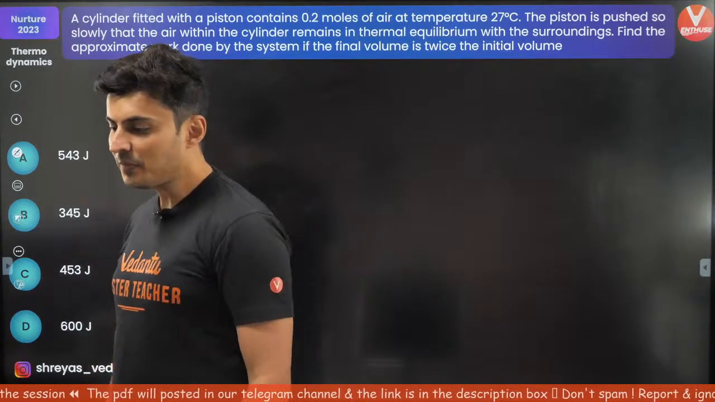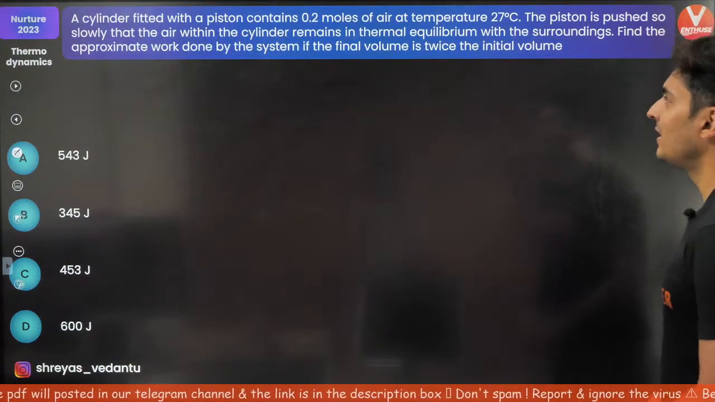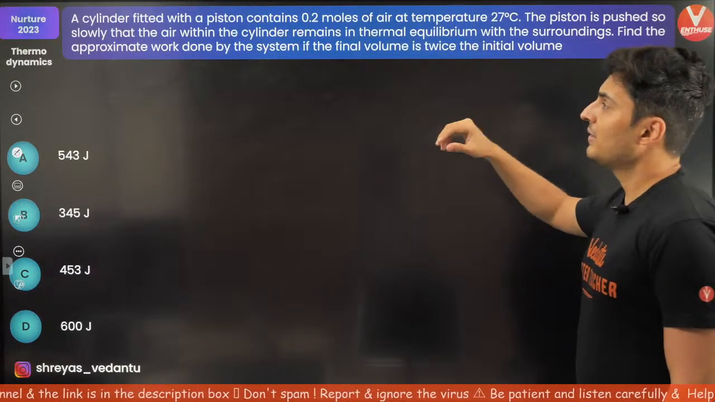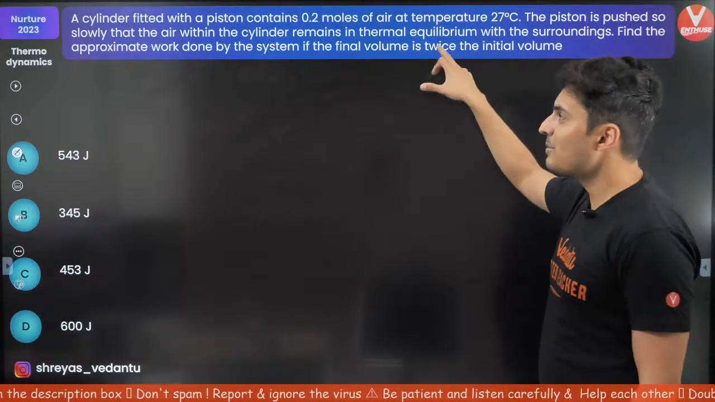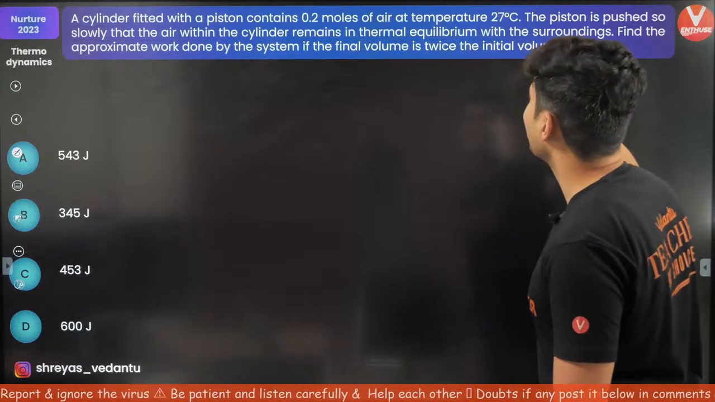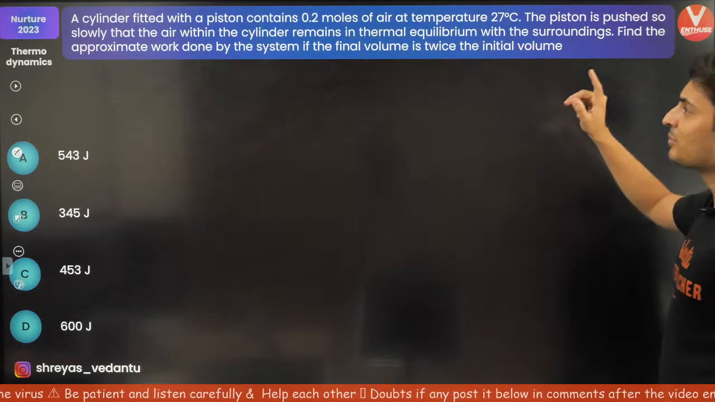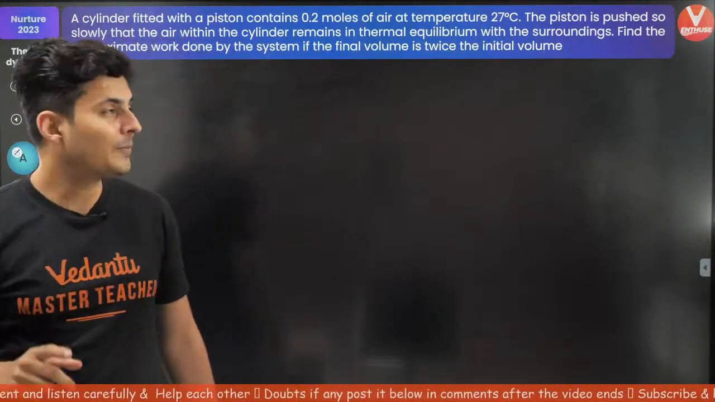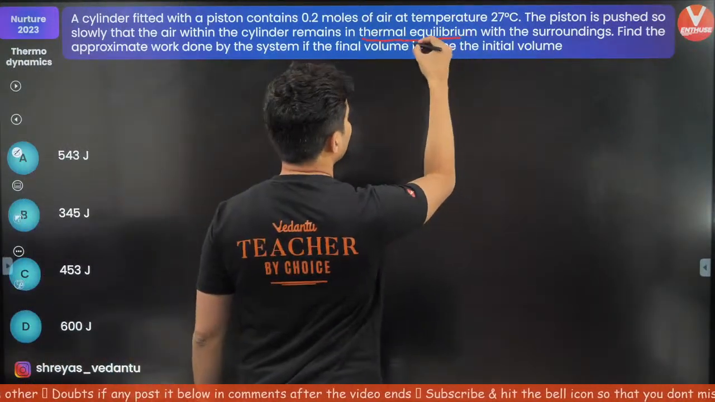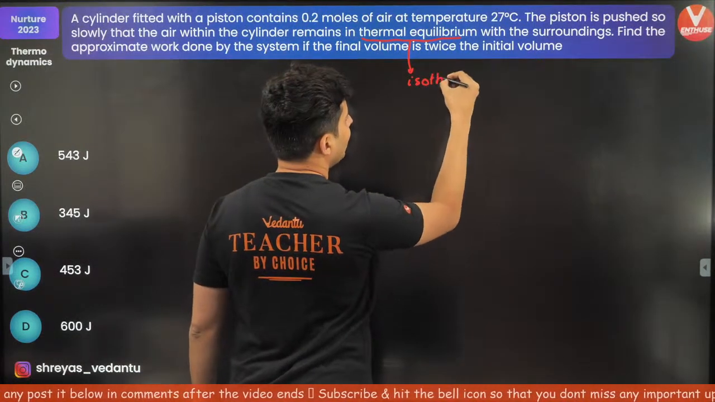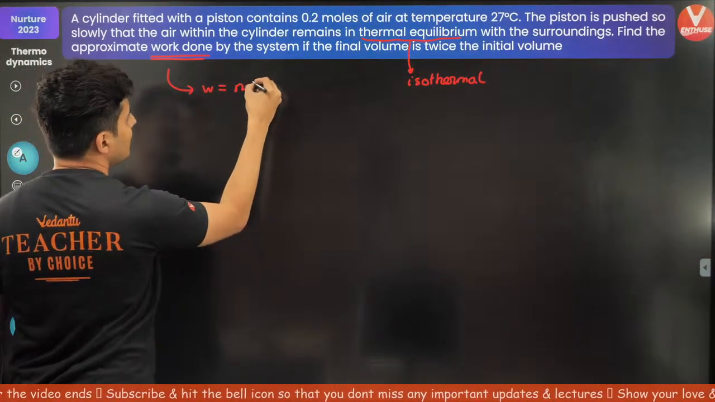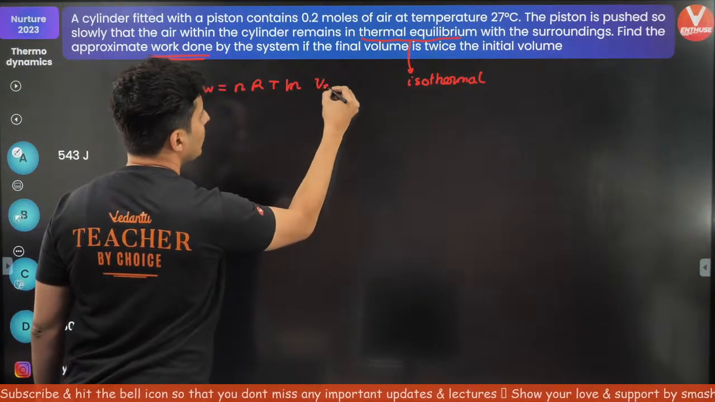That's how it is. Okay, so a cylinder fitted with a piston contains 0.2 moles of air at a temperature of 27 degrees. The piston is pushed slowly so that the air within the cylinder remains in thermal equilibrium with the surroundings. Find the approximate work done by the system if the volume becomes twice the initial volume. That means you should first remember that this process is isothermal. And what is asked in the question? Work done. And the work done formula is nRT log V2 by V1.